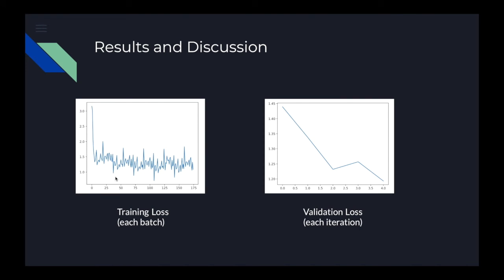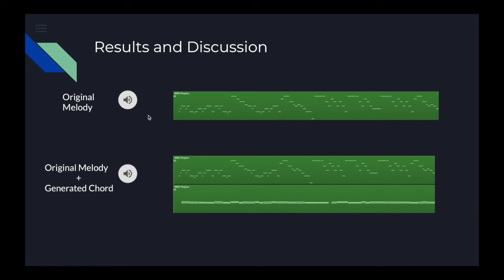So this is the result for our regression. As you can see here, the training loss and the validation loss are steadily decreasing, which means there is no significant issue with our model. So without further ado, let's first take a listen to the original melody and then to the generated chord along with the melody.